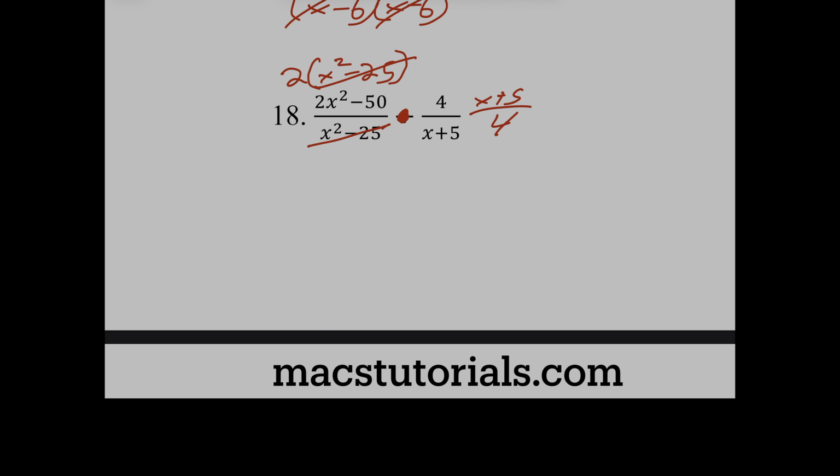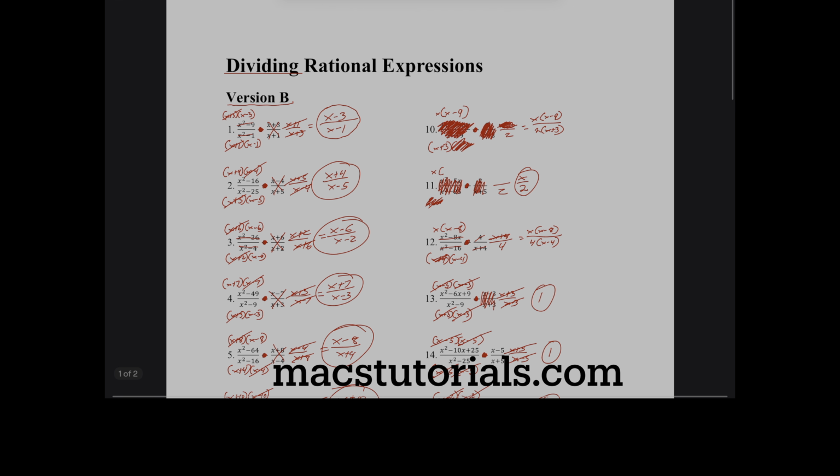Now look at this. I have the 2 and the 4. That becomes a 1, and that becomes a 2. And now I'm just left with an x plus 5 over 2. Done. And that, my friends, is worksheet letter B, I should say, right?